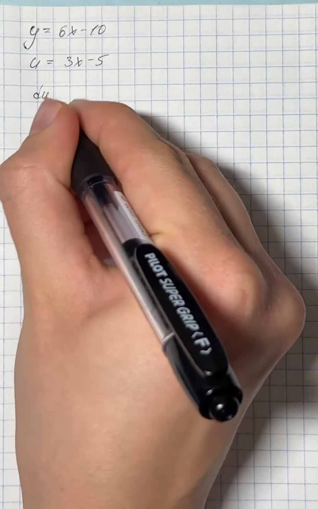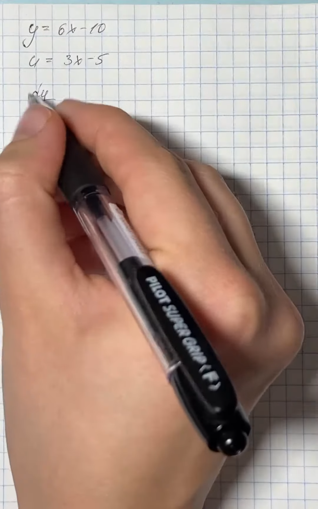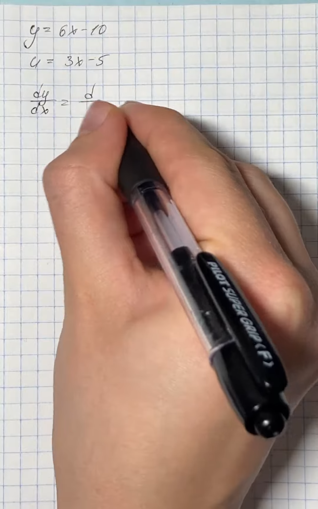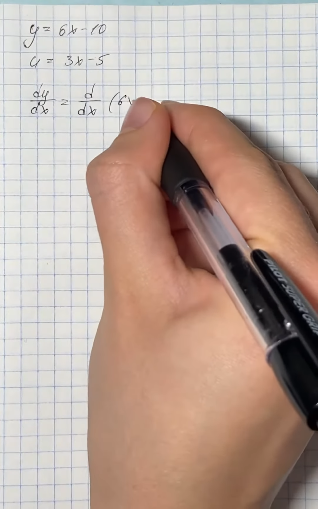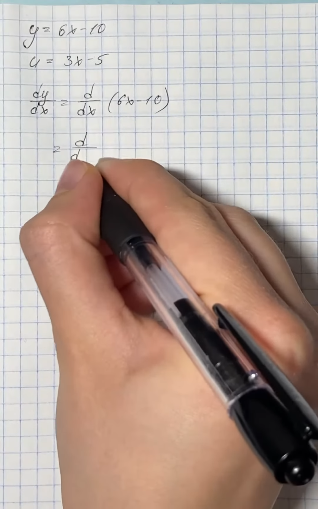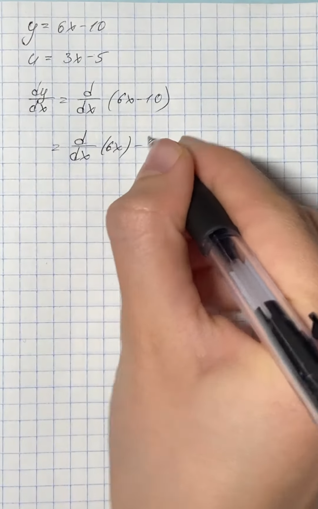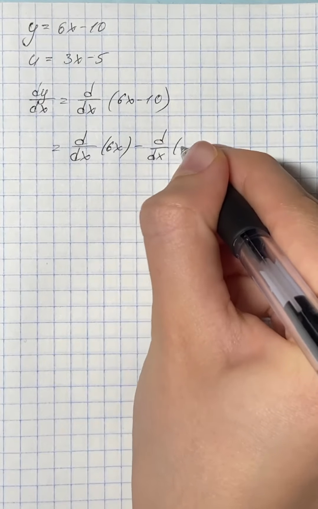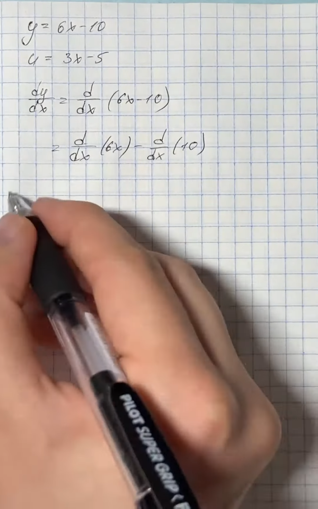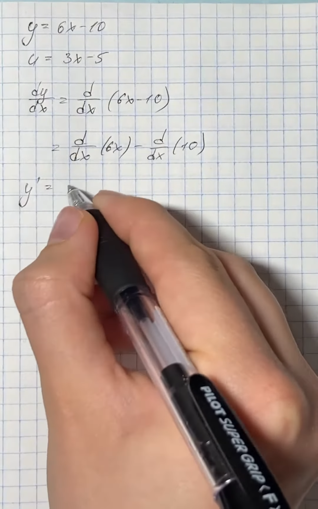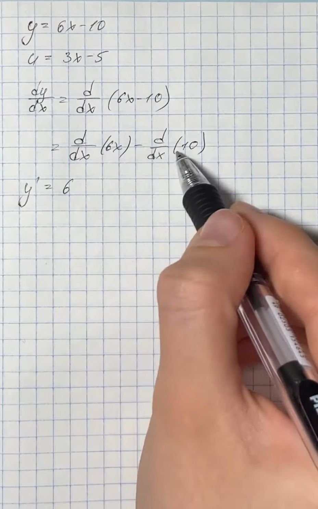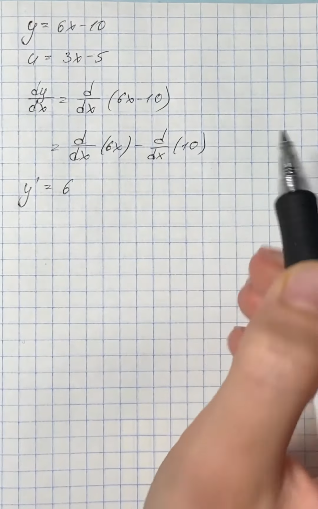So first we're going to find the derivative of the y function with respect to x. So that's the derivative of 6x minus 10, and that's going to be the derivative of 6x minus the derivative of 10. So our derivative is going to be just 6, because the derivative of 6x is 6 and the derivative of a constant is 0.